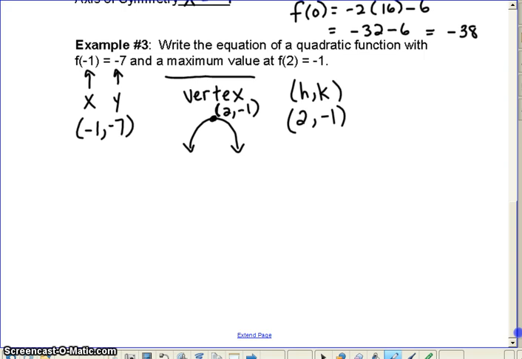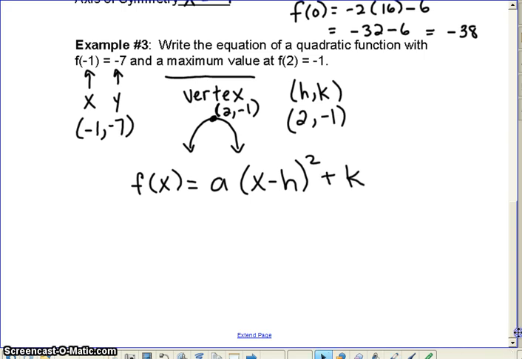All right, so remember the format that we're after. We want to make it look like this. F of x is equal to a number a times x minus h, quantity squared, plus k. Okay, so what we're going to do is we always need to find out what a is. So if we plug in numbers that we know, we can solve for a. Okay, we know that h is 2, and we know that k is negative 1, so that'll be minus 1 right there.